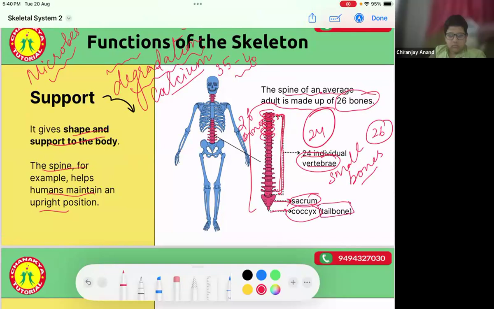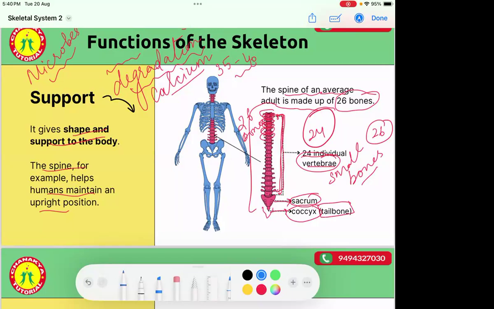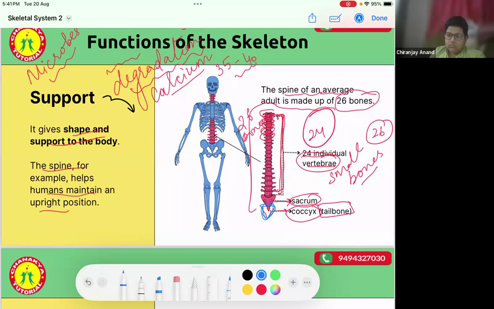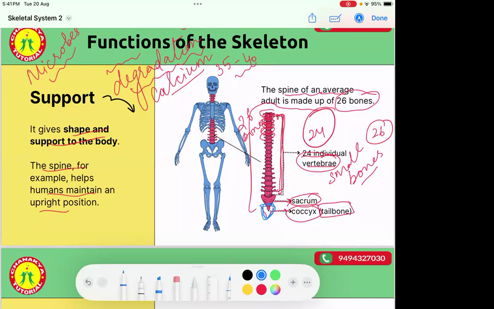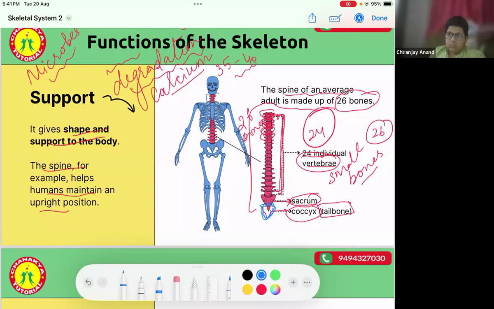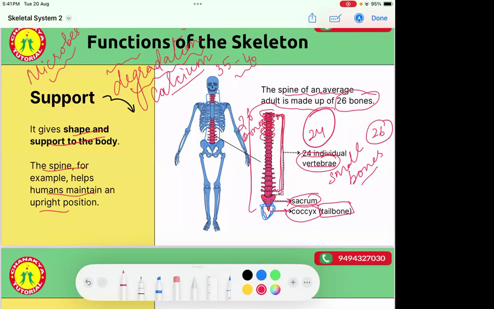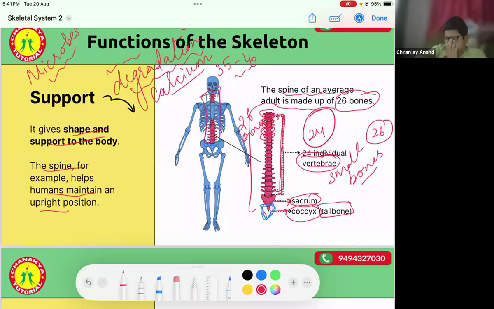So you can see in the picture, here I'll change the color. This part is the last bone of that spine, and basically it is like a tail. That is the reason they called it the tailbone. Ma'am, the spine and the vertebra are the same? Yes. Actually, spine is a complete structure. All together, this structure is the spine. And in this spine, we have bones, which are called vertebrae.